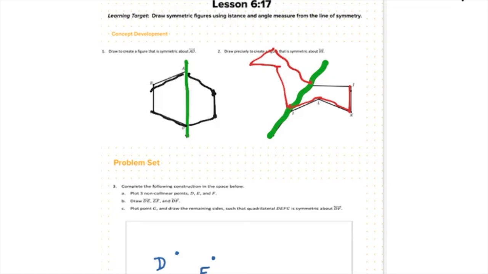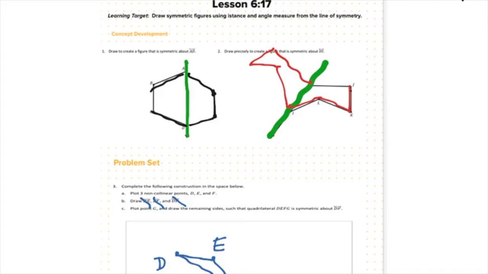Draw DE, EF, and DF. So let me move my E out of the way here. Let me mark this was E, and DF, so connecting DF. Okay, so it made a little triangle there.